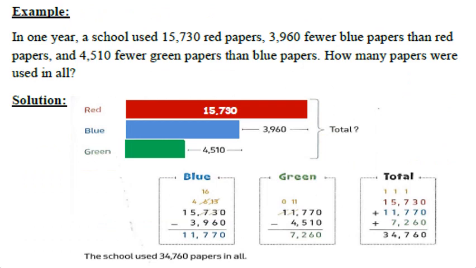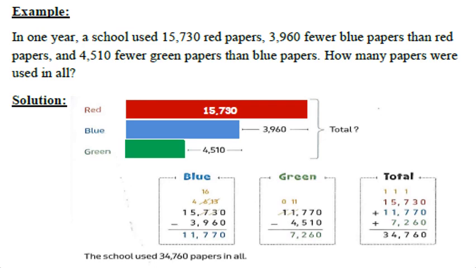Here in the first example, in 1 year, a school used 15,730 red papers, and 3,960 fewer blue papers than red papers, and 4,510 fewer green papers than blue papers. How many papers were used in all?